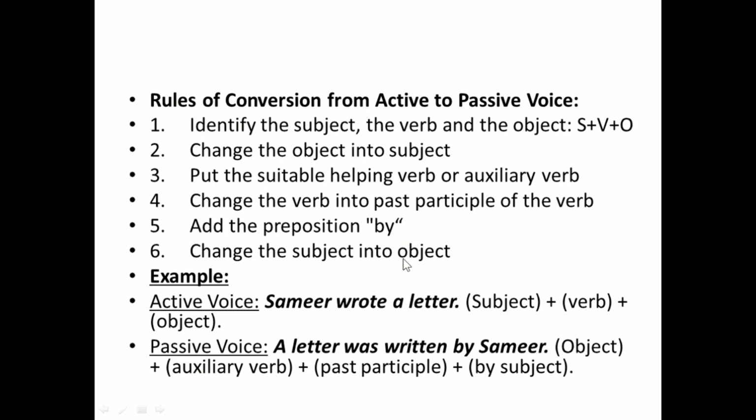For example, there are many rules. You must be thinking it's difficult, but no, it's very easy. Here we have the example, active voice, Samir wrote a letter. Now this is our simple sentence. Simple past: Samir, subject; wrote, verb; a letter, object. So we will change this object into the subject and this subject into the object, and wrote, because this is past, so we will write was and the third form. As you can see here, Samir wrote a letter. Passive form will be a letter was written by Samir.